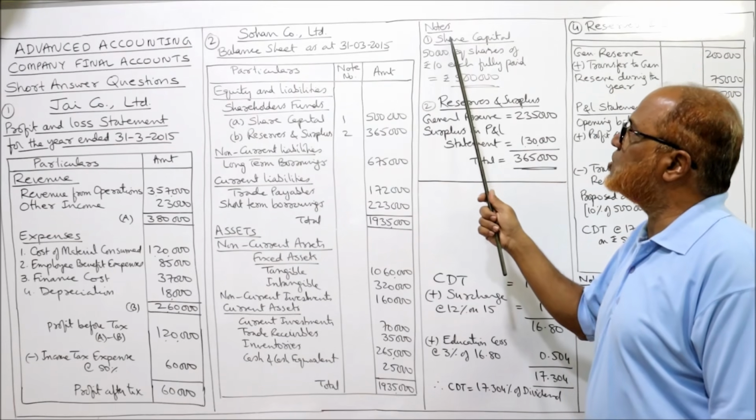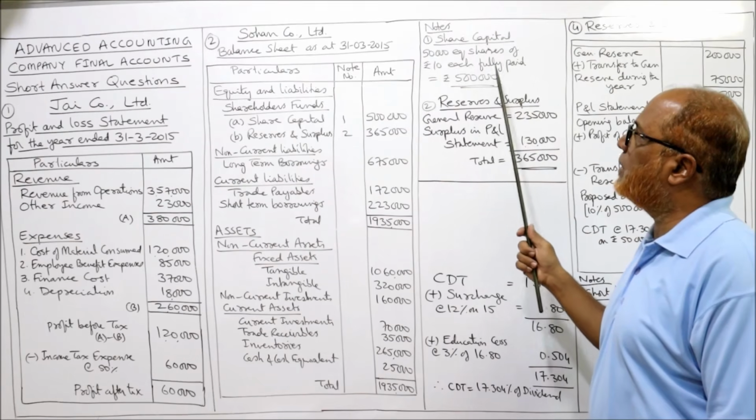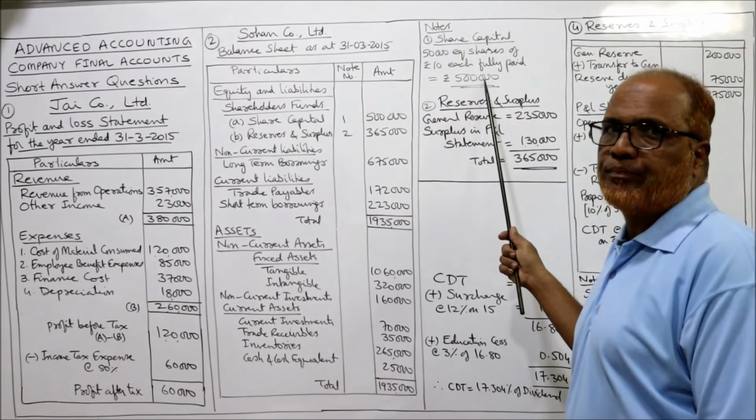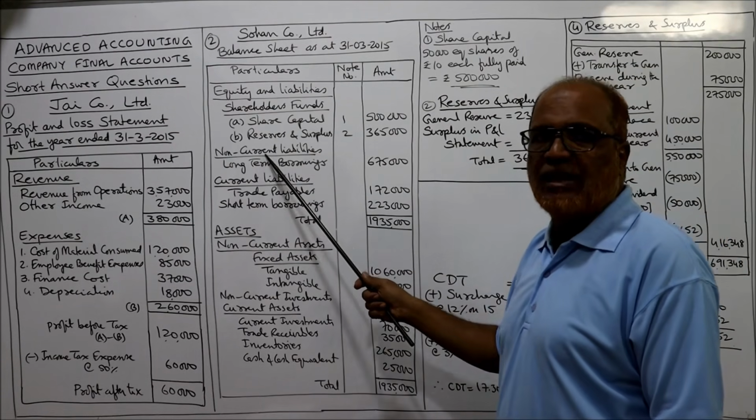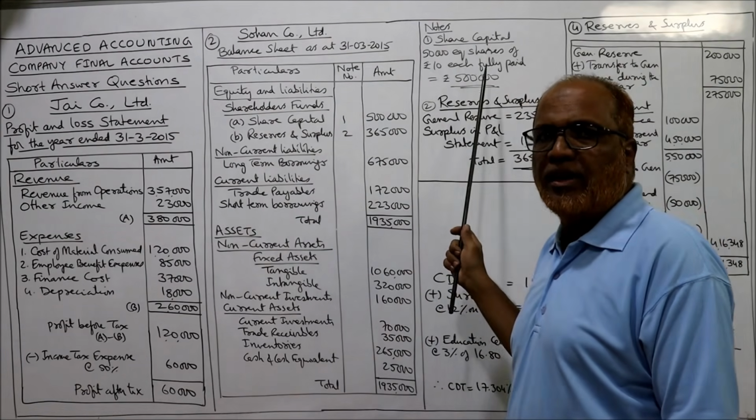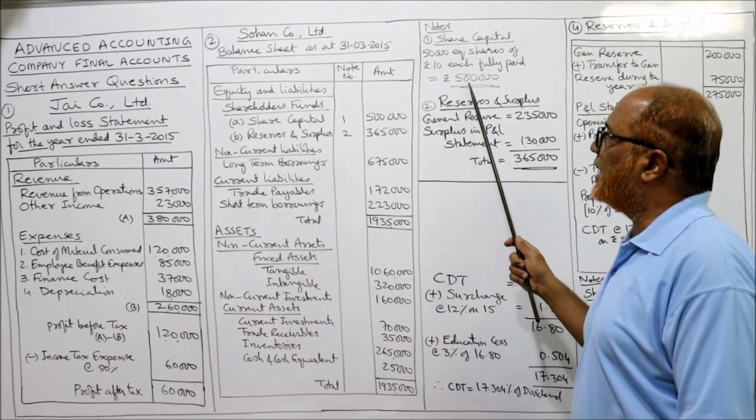Notes forming part of financial statement. So share capital: 50,000 equity shares of 10 each, fully paid, 5 lakh. Given in the problem. So you should not write all these wordings in the balance sheet itself. This will be recorded in the notes. So 50,000 equity shares of 10 each, 5 lakh.